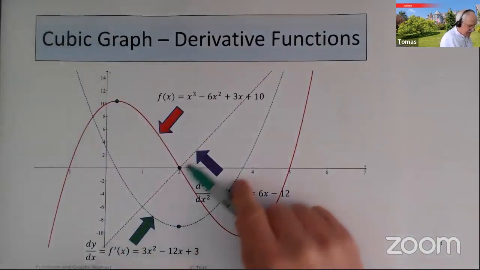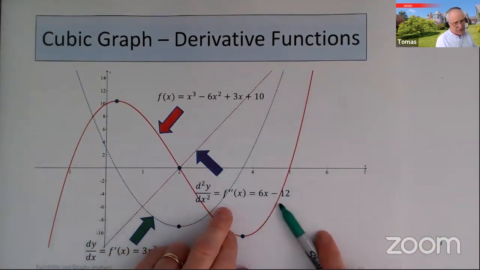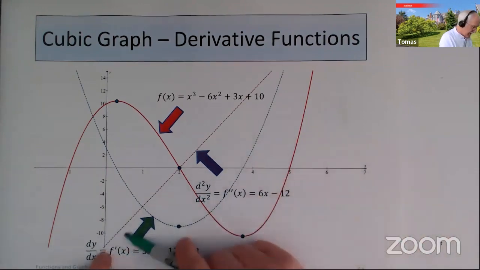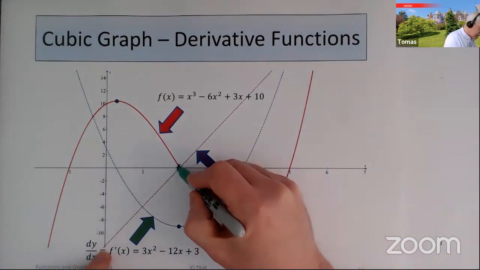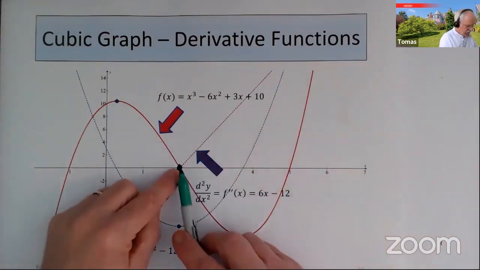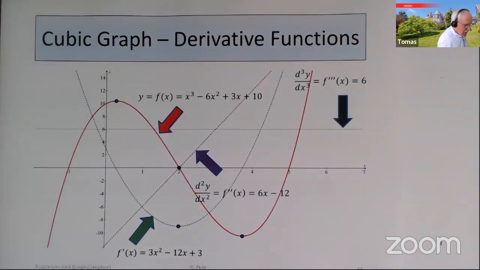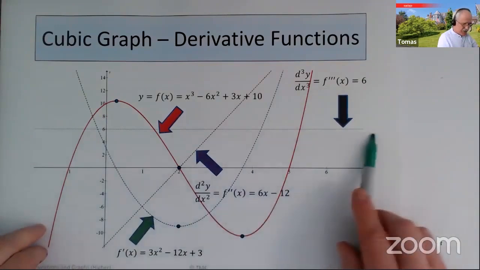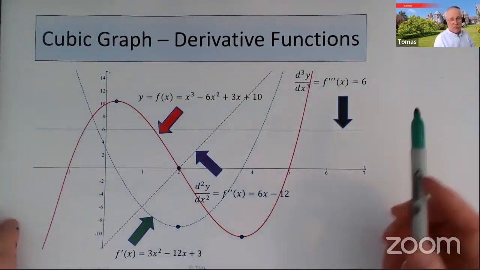I put in the next derivative, d squared y/dx squared, the second differential. That gives us this line here, and you can see that it's a straight line. It's just 6x minus 12. And again, that's 0 here when the second derivative is 0. Then I did the last one just for fun, the third derivative, and that's just a constant line. So if you were asked to draw all four, you just plug them in on the same graph and it's done.